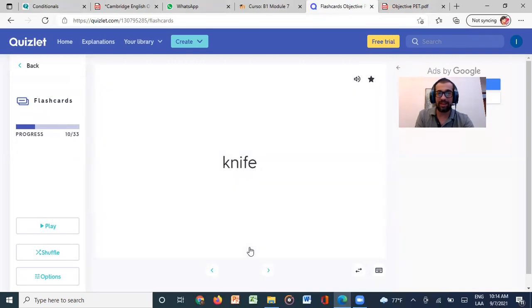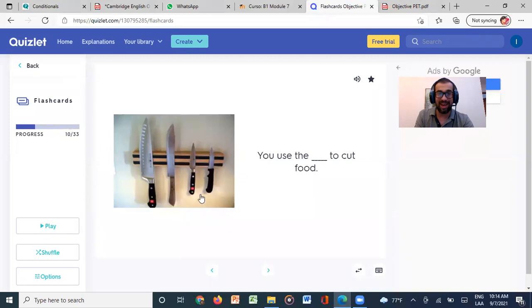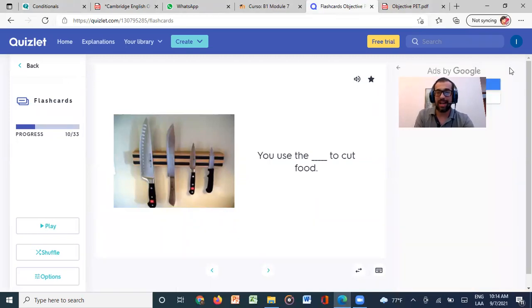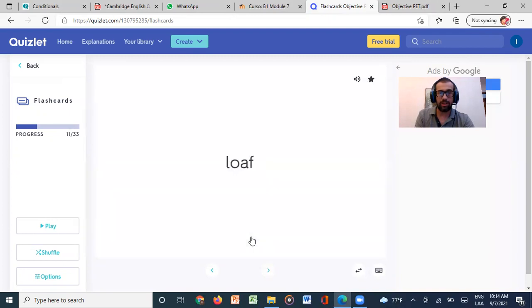Number 10, knife. Well, we have different knives over here. You use the knife to cut food, right? Knife. Okay, let's go with number 11, which is loaf.